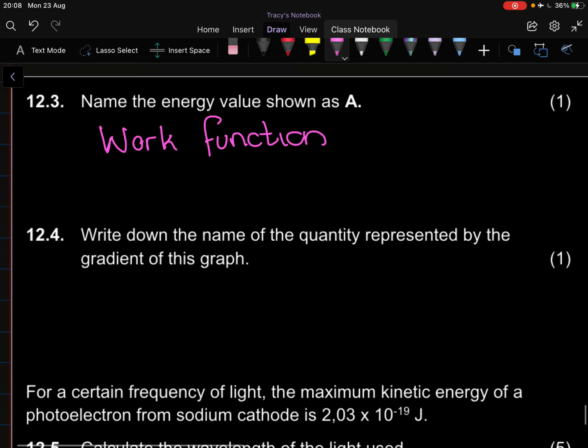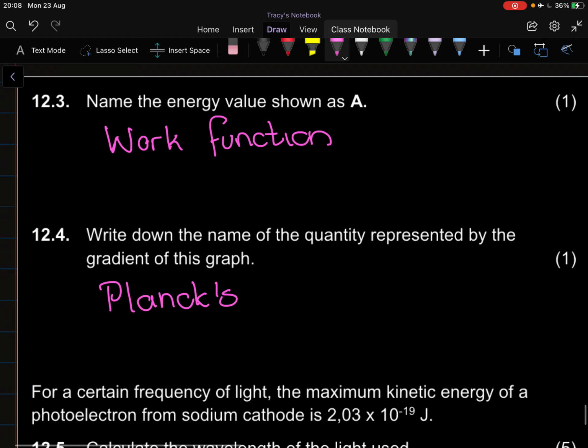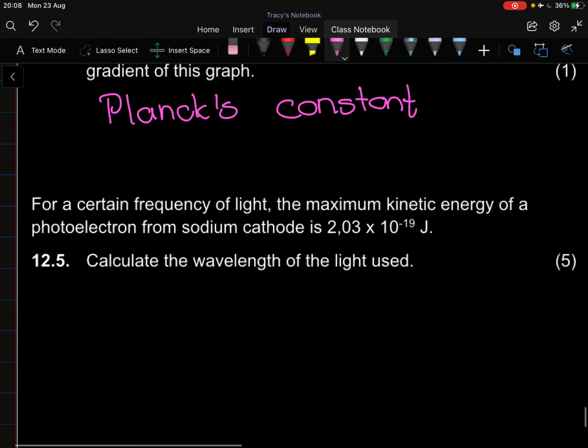Okay? Then they say write down the quantity represented by the gradient of the graph. Well, in this case, it's Planck's constant. Alright, and that's why the gradient of both graphs are the same.